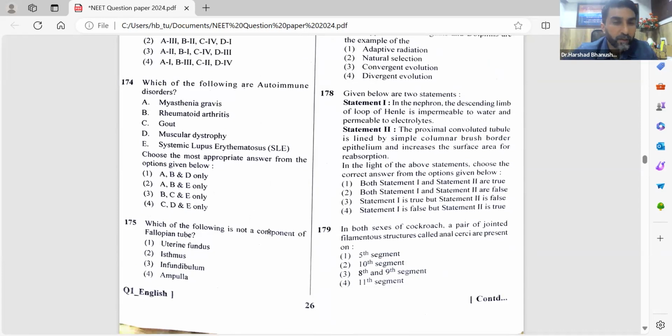Which of the following are autoimmune disorders? Myasthenia gravis is, rheumatoid arthritis is, gout is not. So A and B are definitely there, and C and D are not there. SLE was not an NCERT point, but if you notice, there is A, B. So statements C and D get ruled out, meaning this option and this option and this option get ruled out. So the answer has to be 2 in this case.